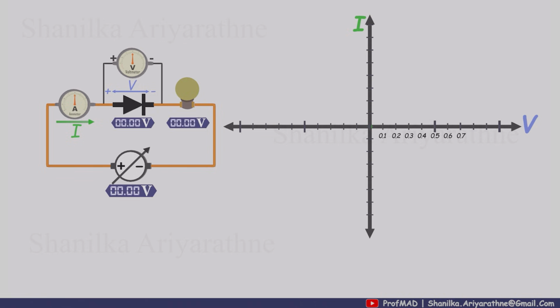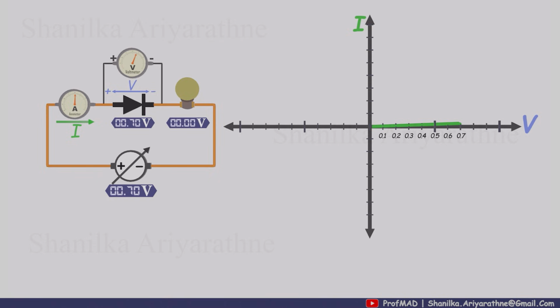At the beginning, the source voltage is 0. That means the voltage across the diode and the light bulb is also 0. We start at 0 volts, and as expected, there's no current flowing. Even as we slowly increase the voltage, we still don't see any noticeable current. This continues until we reach about 0.7 volts.